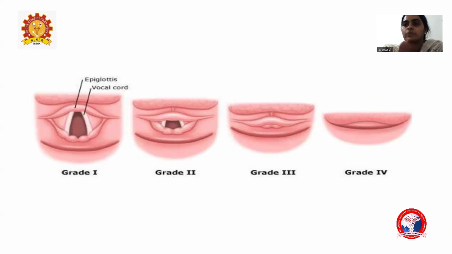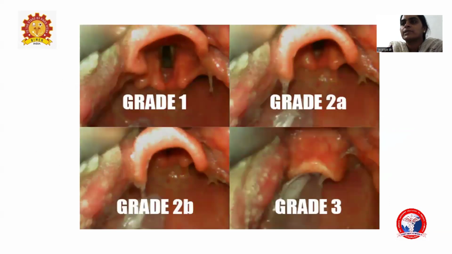This is the same grading, showing the Cormack grade. Grade 1 is full anterior and posterior commissures. Grade 2, no anterior commissure visible. In grade 3, only the tip of the epiglottis is visible. In grade 4, not even the epiglottis is visible. The same thing in laryngoscopy: grade 1 is the full glottis, grade 2 the anterior commissure we can't see, grade 3 just the tip of the epiglottis, and grade 4 only the epiglottis, there is no glottis.